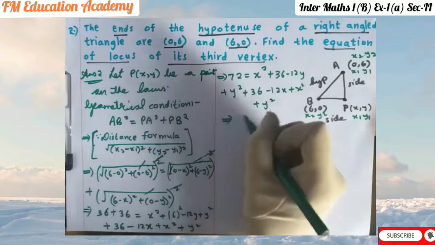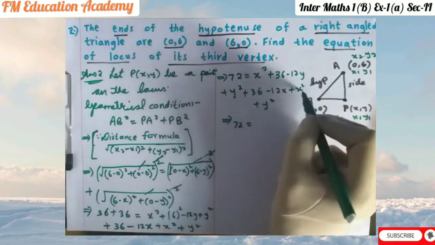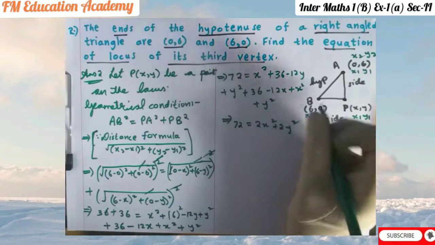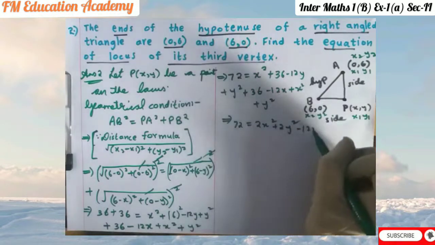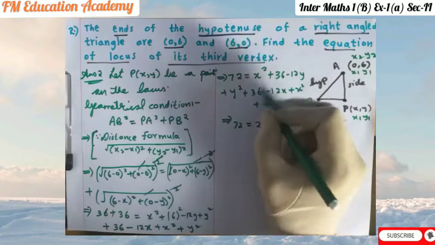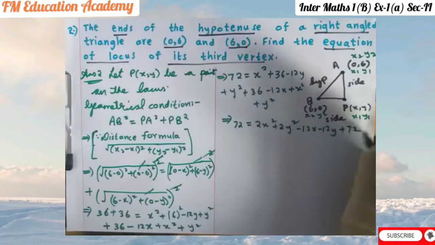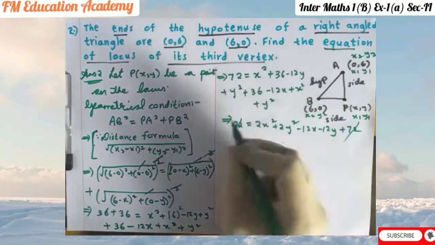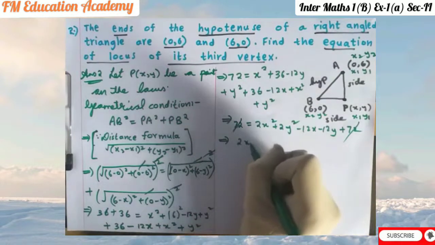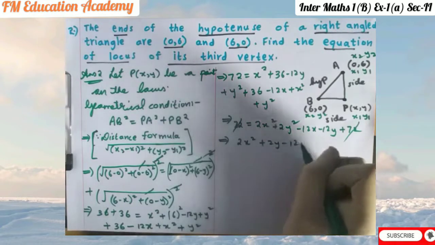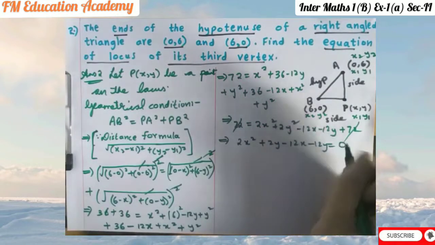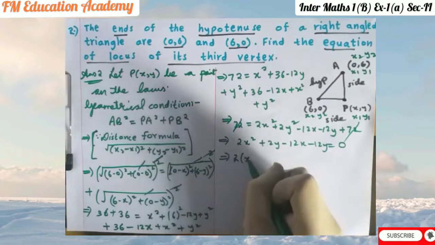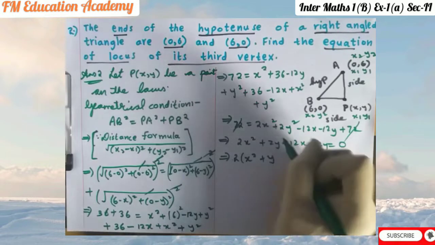Now we have 72 is equals to x square plus x square is 2x square, y square plus y square is 2y square, minus 12x minus 12y, and we have 36 plus 36, which is 72. 72 is present on LHS, 72 is present on RHS. So both will get cancelled. What are we left with? 2x square plus 2y square minus 12x minus 12y is equals to 0. Now 2 will go in all these terms, so we'll take out 2 common. 2 ones are 2, 2 ones are 2. This is y square.